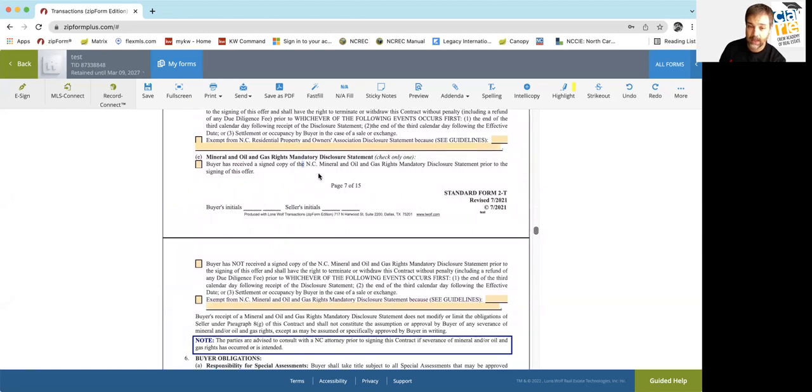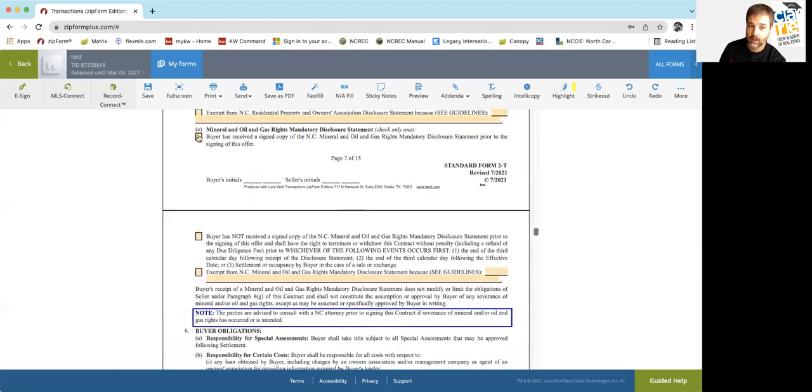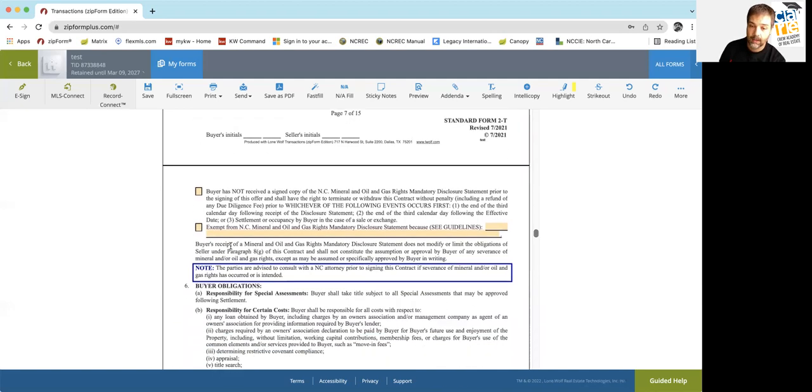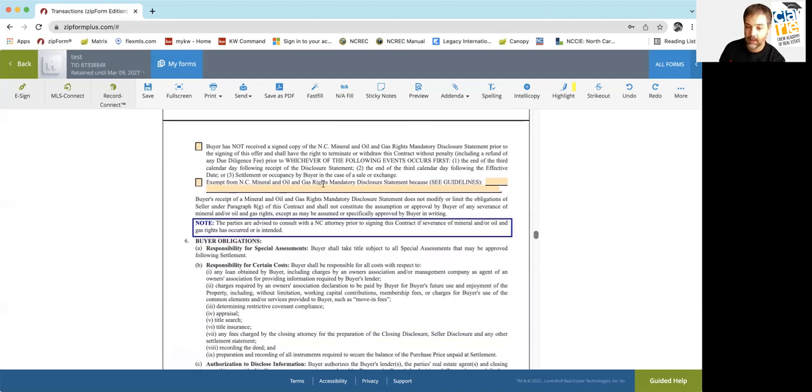Meanwhile, the mineral oil and gas rights doesn't really have a lot of exemptions. So we want to check that to make sure that the buyer has received them or has not received them. There are a few cases where it is exempt. For example, vacant land does not require mineral oil and gas rights, but that would be a different contract.